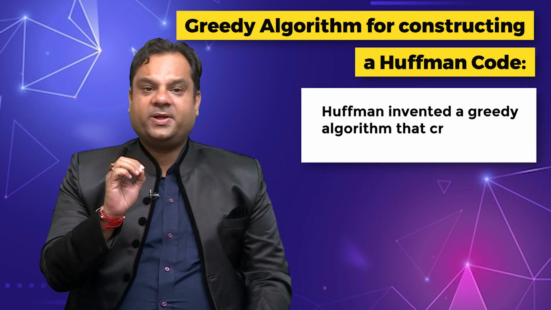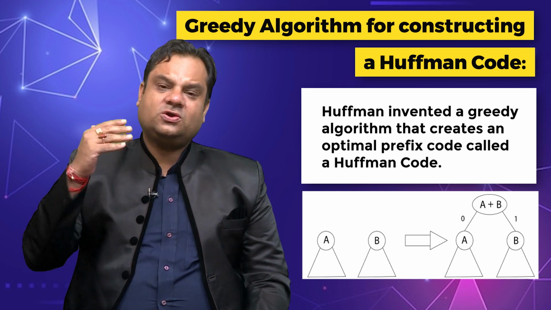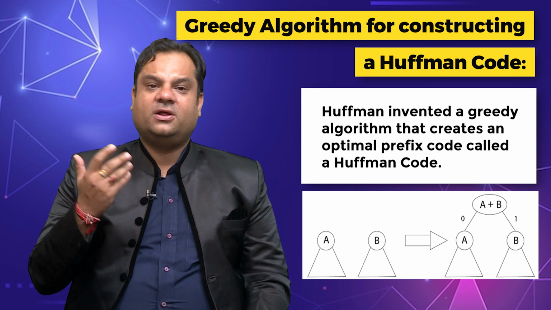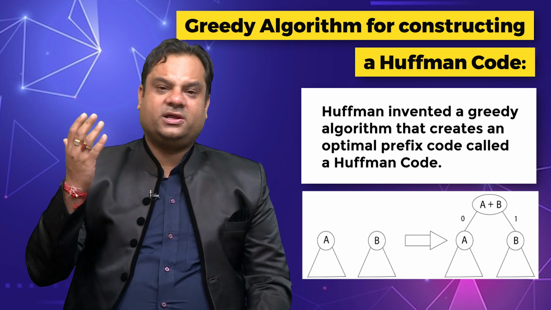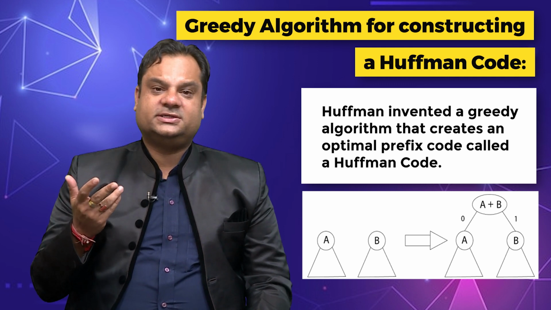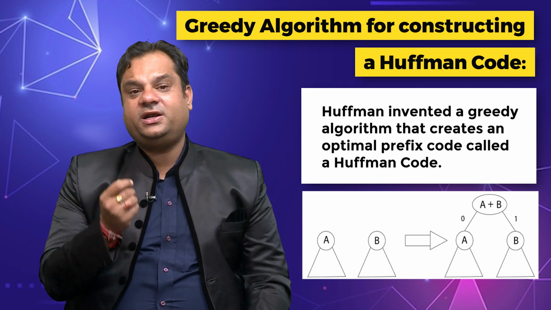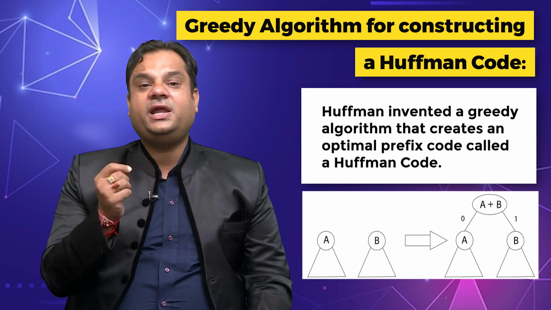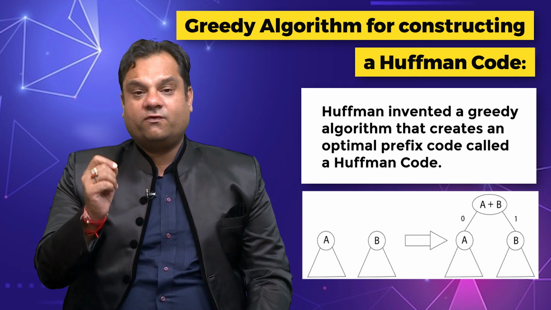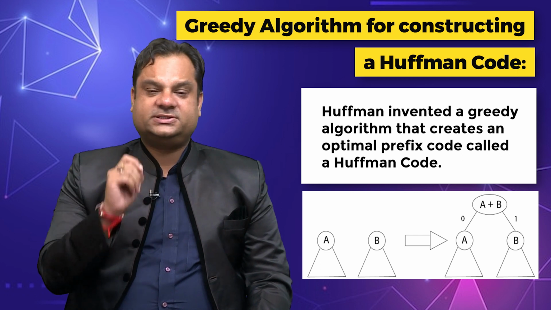Huffman invented a greedy algorithm. There are lots of greedy algorithms. We already discussed in the ADA part what a greedy algorithm is, why we require it, and a lot of approaches inside the greedy techniques. One of the techniques inside the greedy techniques is the one Huffman invented, a greedy algorithm that creates an optimal prefix code called a Huffman code. We understand by this example, by this diagram.